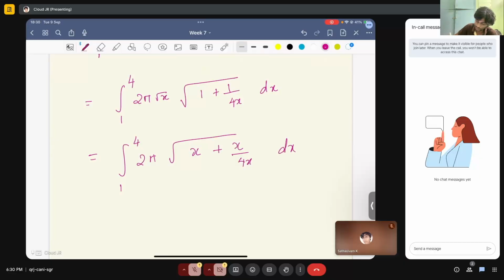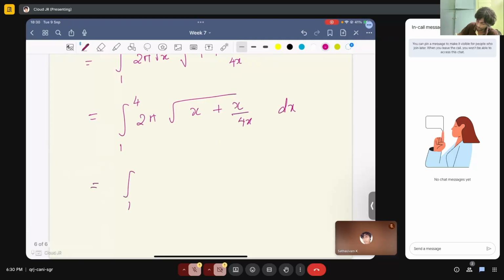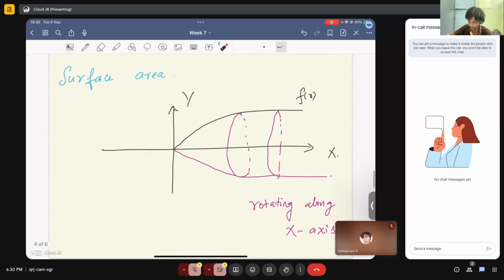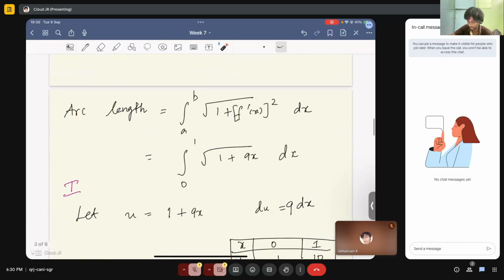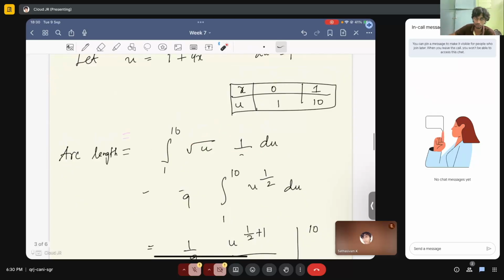So you can cancel out the x. So this gives you the integral from 1 to 4 of 2 pi square root of x plus 1/4 dx. Right now we kind of came to the previous case. It's almost the previous case. If you look here, where we've done it, this is 1 plus 9x. So it's the same square root. I mean, there's 2 pi in the front, but that doesn't matter. It's a constant, right? So it's almost the same case, and we are going to do the same idea.